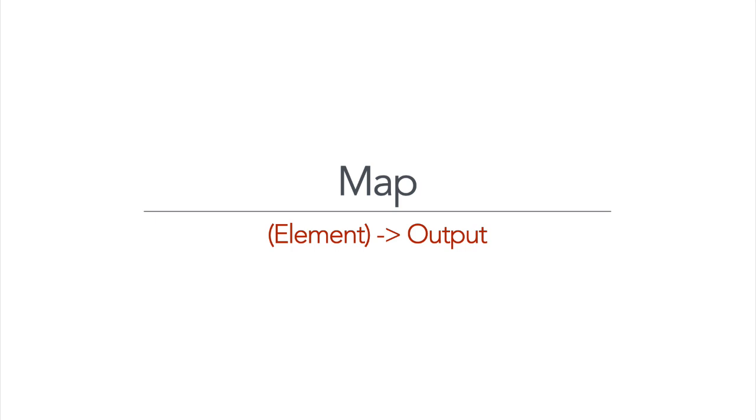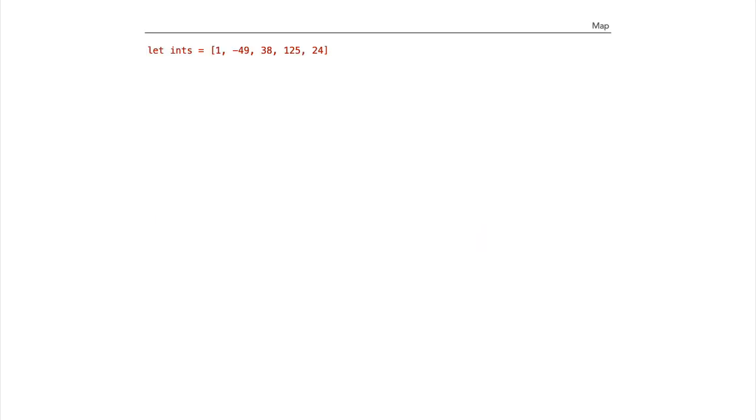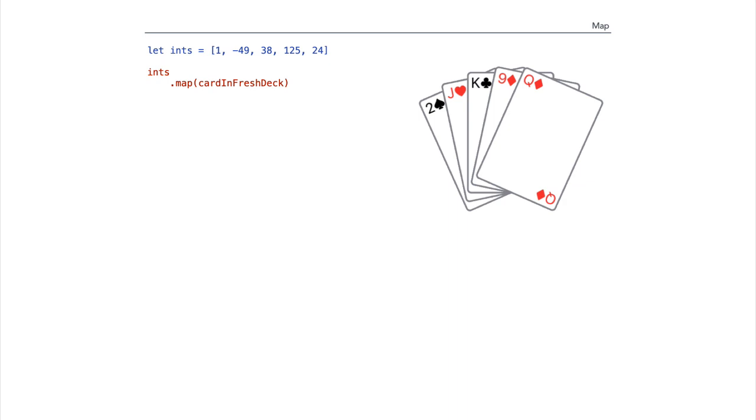A well-known higher order function that we've talked about in the context of combine is map. Map allows us to convert one sort of element to another element. So for example, I've got some ints. Here are 5 ints, 1, -49, 38, 125, and 24. And I've got a deck of 52 cards. I'm going to just take that number, basically take its absolute value, mod it by 52, and pick the corresponding card from the deck. And so I'm going to take the ints, and I'm going to choose the card in the fresh deck corresponding to that int, and I get that hand of cards. So map took an array of ints and converted it to an array of cards.